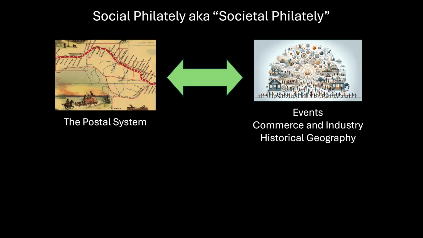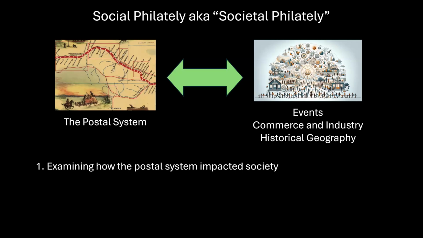And so I think there are two ways to look at the interaction of the postal system with society. One would be looking at how the postal system itself impacted society, because you can imagine unexplored territory, and as the postal system developed, it brought with it settlements and transportation, maybe a railway system. That's how the mail was delivered. And so there can be interesting stories of how the development of a postal system impacted society and commerce and industry. That's a very direct link from the postal system to society. So that's one form of what we can think of as social philately.